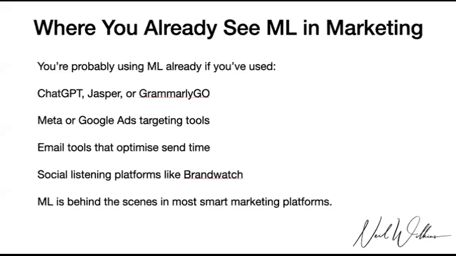Obviously, things like ChatGPT and a lot of the other Copilot and the other platforms that we're using on a day-to-day basis, the obvious ones, because those are almost like the native AI platforms, but it's embedded everywhere. Meta or Google Ads targeting tools, email tools that optimize send time, for example, social listening platforms like Brandwatch. It's behind the scenes in most of these smart marketing platforms now. So be aware of it, almost welcome it in.